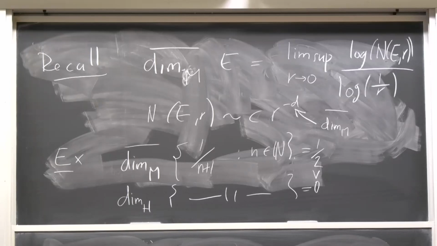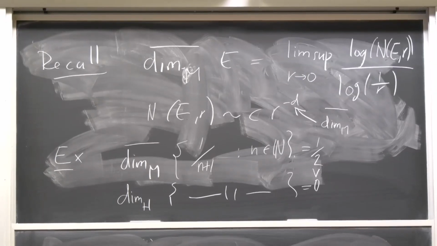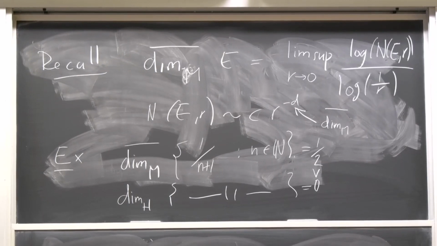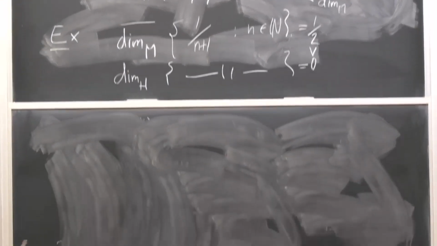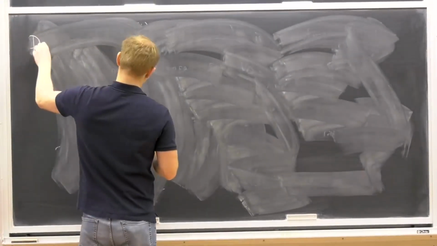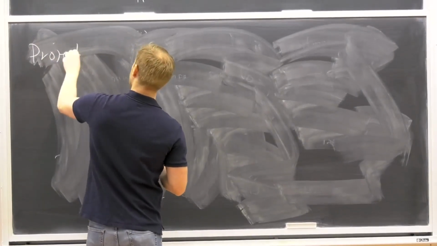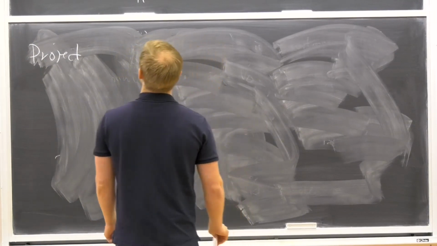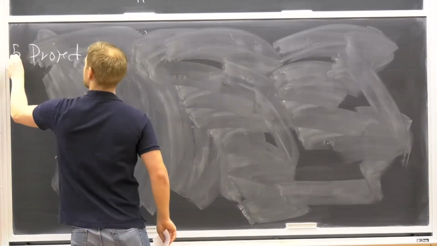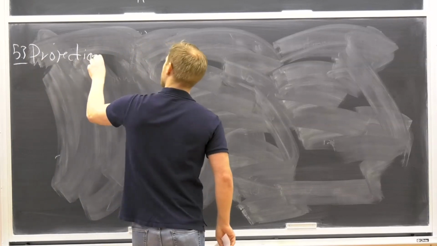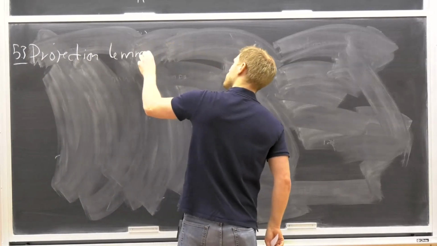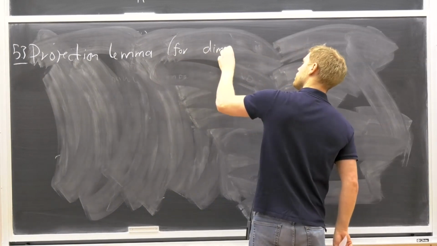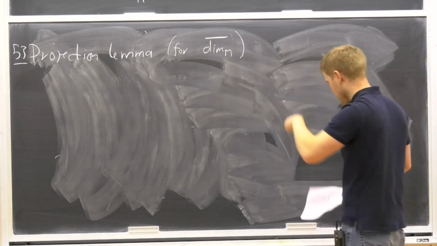Okay, so I actually worked this out. The Marstrand projection theorem fails, but there is a projection theorem, and I want to write this out since this is the geometry part. If this was 5.2, then maybe this is 5.3. So now I want to state the projection lemma for the upper Minkowski dimension, so you can see what you still get there.